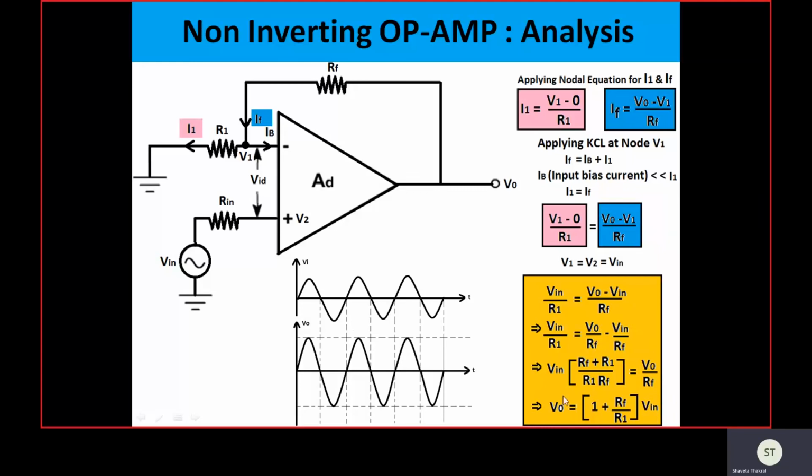And when we solve it, we get the relation that output voltage is equal to 1 plus Rf divided by R1 times input voltage. Output voltage must be equal to gain times input voltage, so the gain of the non-inverting operational amplifier is 1 plus Rf divided by R1. If we observe the two waveforms, this is the applied input signal and this is the amplified output signal, obtained in the same phase as the input signal. That's why this configuration is called the non-inverting operational amplifier.